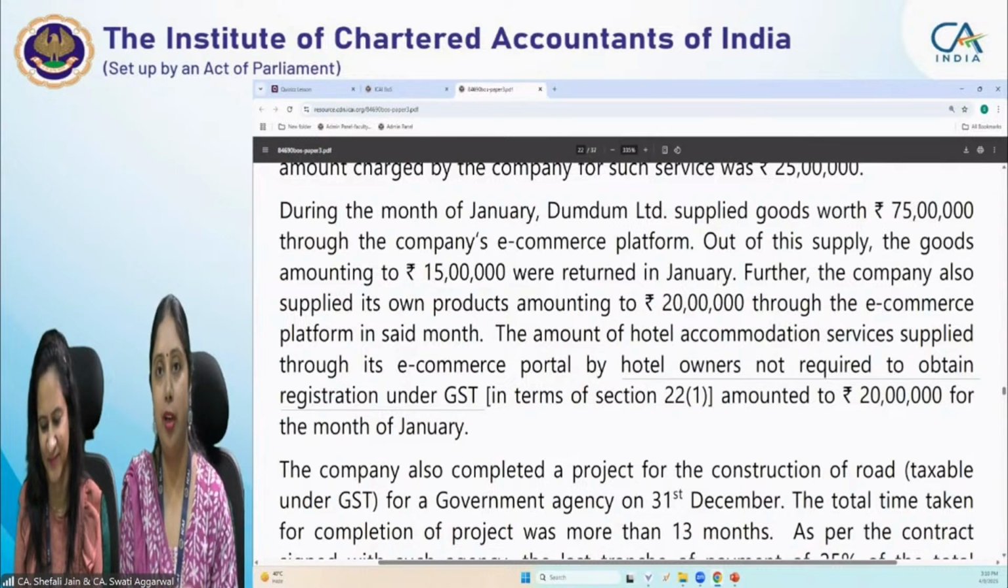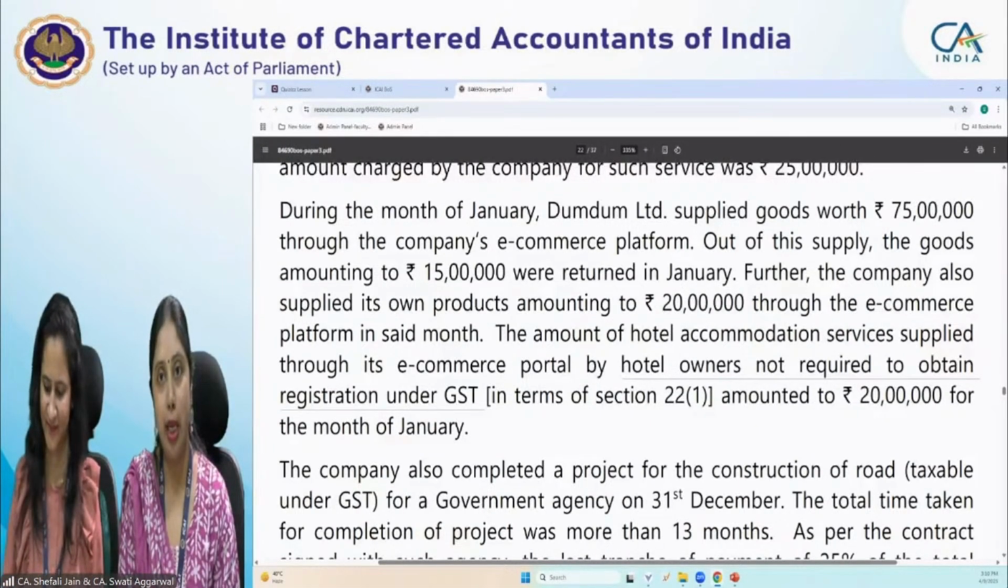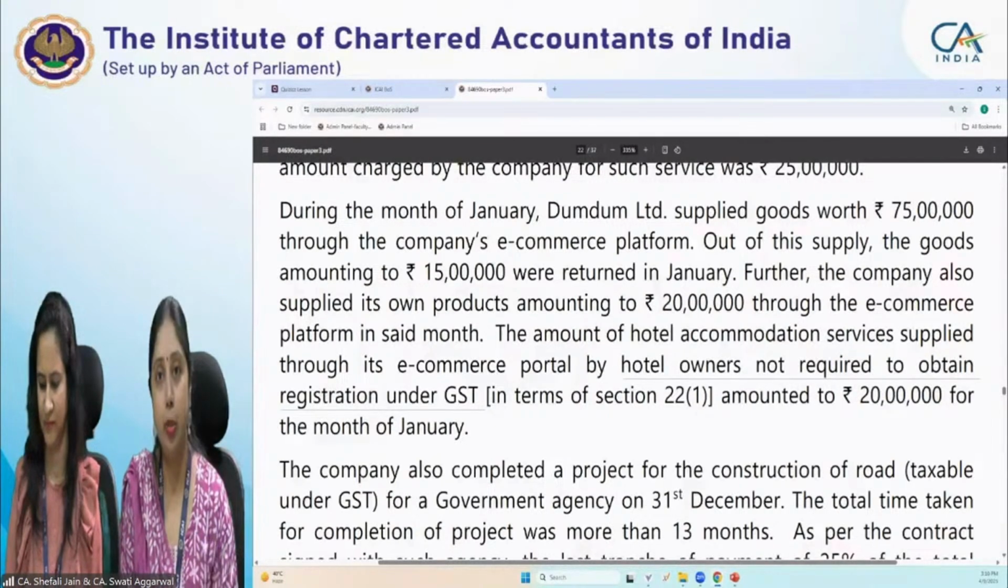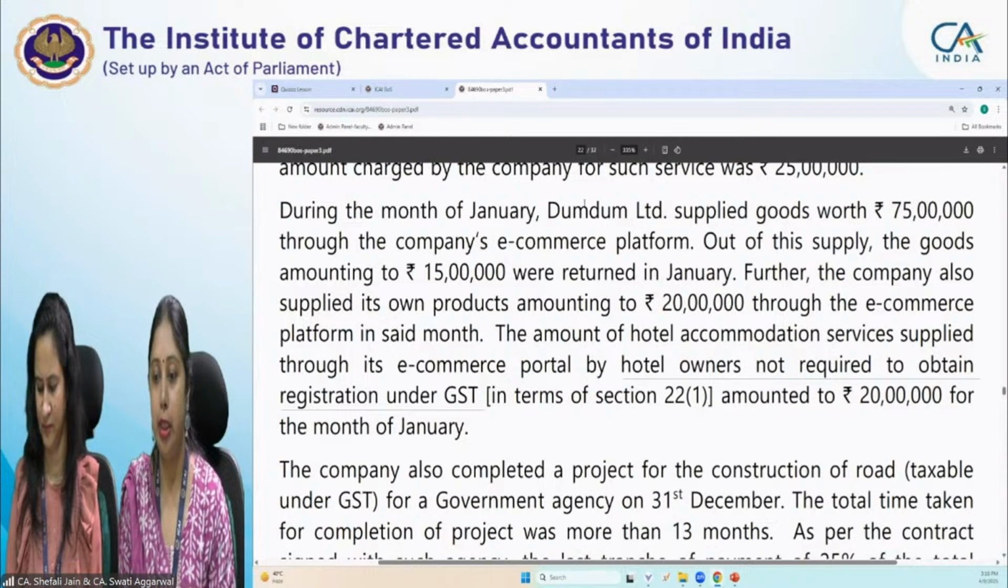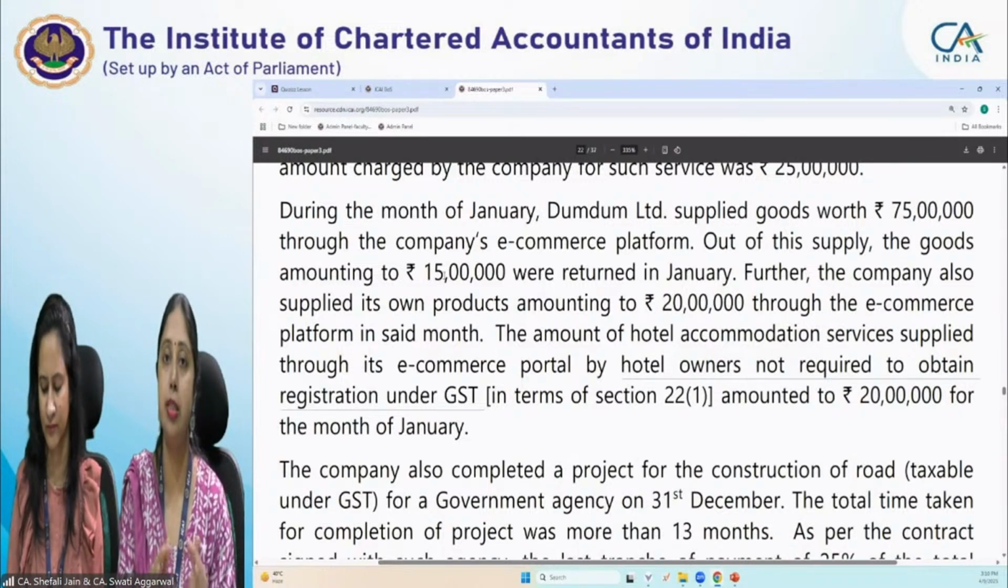Now what is net value of taxable supplies in case of the TCS provisions? Whatever supplies, whatever sales you have made minus the returns. So suppliers who have supplied their goods or services through your portal, through the ECO portal, have to collect TCS at the prescribed rate from the net value of taxable supplies. So first of all, we'll take each transaction one by one. First transaction was supply of goods, which was made by the Dum Dum Limited. 75 lakhs was the sale value and 15 lakh was the return. So as I already told you, net value of taxable supplies means sale minus returns.